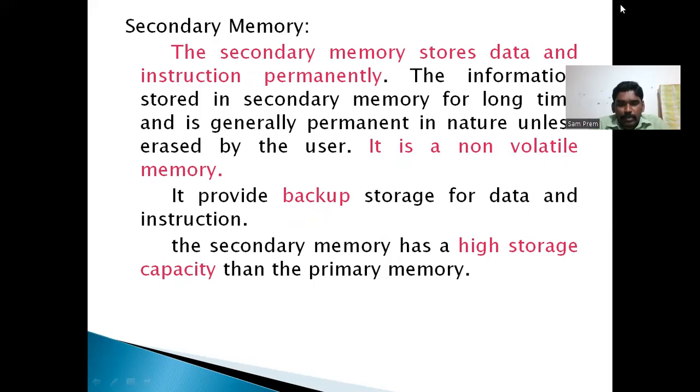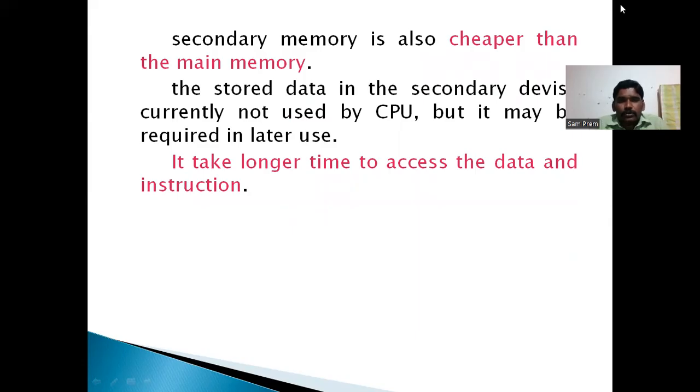The secondary memory has higher storage capacity than the primary memory. Secondary memory is also cheaper than the main memory. The data stored in the secondary device is currently not used by the CPU, but it may be retrieved for later use because the data is stored permanently. So whenever you want, you can search for the data and access or use it. It takes longer to access the data and instructions.